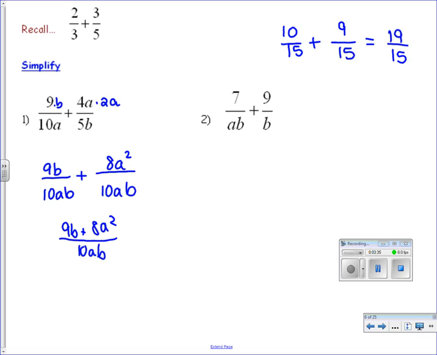Okay. All right, number 2. So think about, what would be the common denominator for that one? So common denominator would be what? AB.